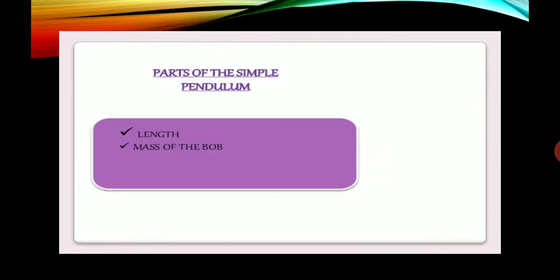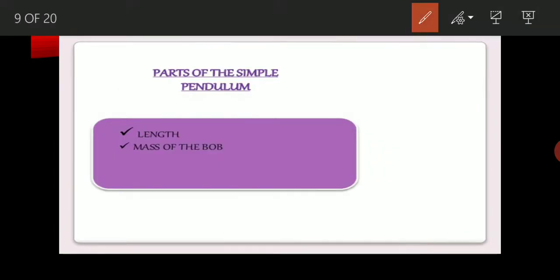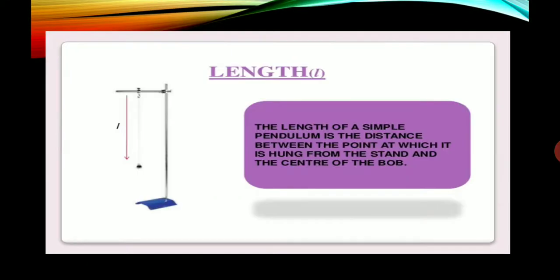Now the next thing is the parts of the simple pendulum. The parts of the simple pendulum are the length and the mass of the bob. As I have told you, a mass is held on the thread. So what is the length and what is the mass of the bob, that we will discuss also.